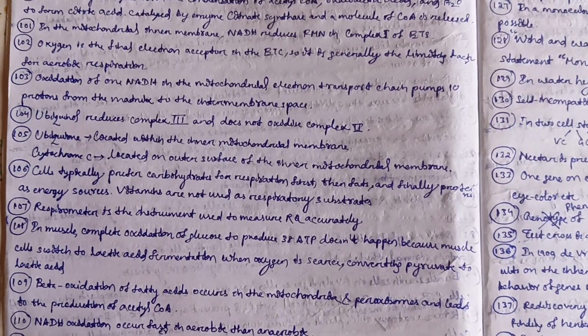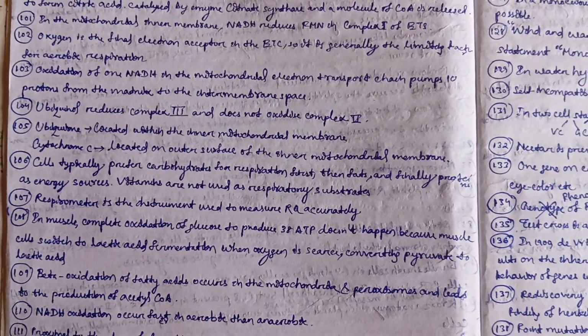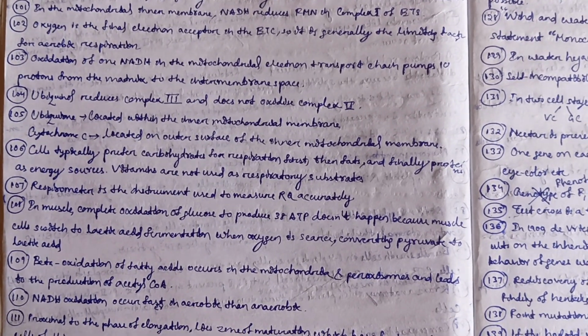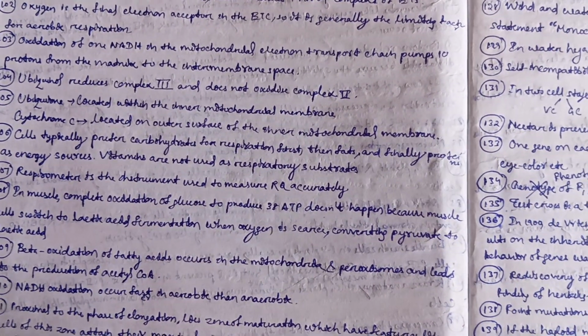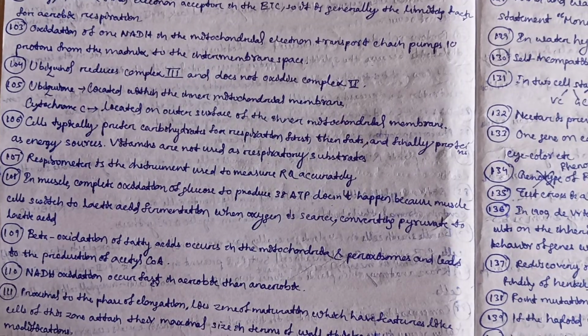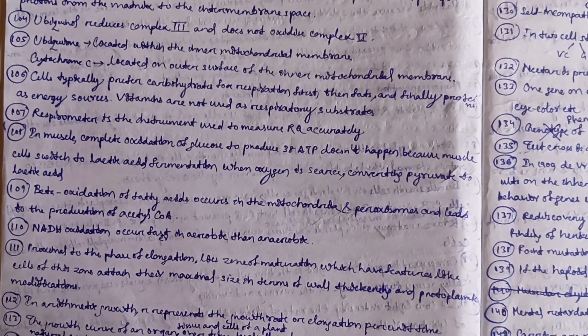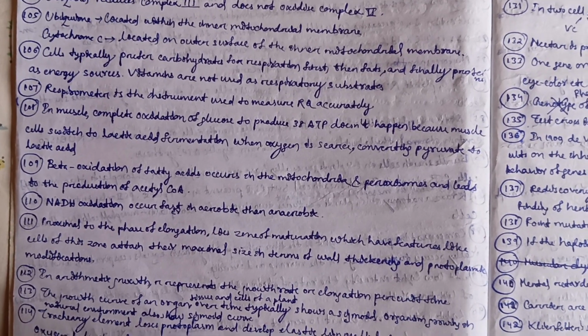In muscle, complete oxidation of glucose to produce 38 ATP does not happen because muscle cells switch to lactic acid fermentation when oxygen is scarce, converting pyruvate to lactic acid. Beta oxidation of fatty acids occurs in the mitochondria and peroxisomes and leads to the production of acetyl coenzyme A. NADH oxidation occurs faster in aerobic than anaerobic conditions.